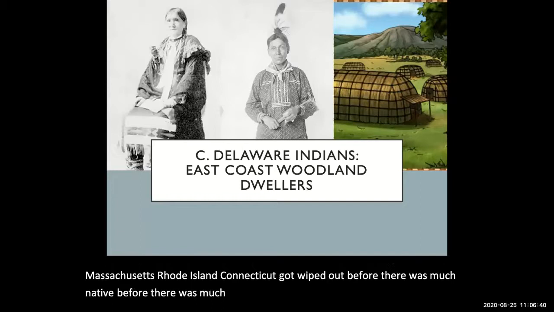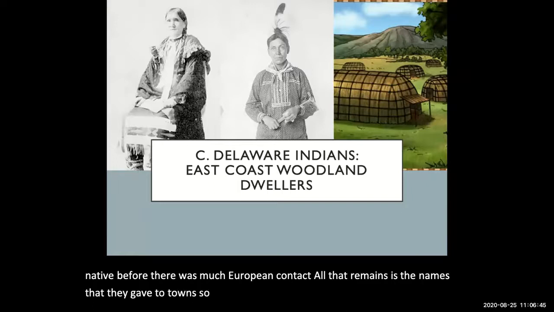All that remains is the names that they gave to towns. So names like Natick, Saugus, Neponset, Agawam, these were all originally tribes.